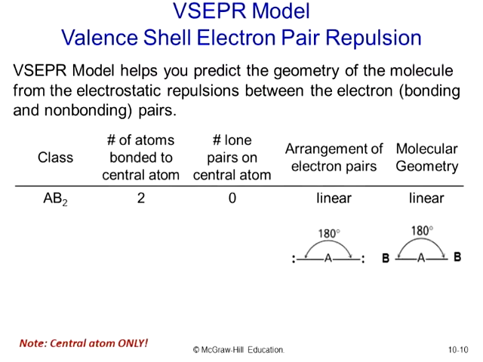When we talk about the VSEPR model, it will be organized repeatedly as shown here on this slide with an occasional modification. It will be organized according to the class, the number of atoms bonded to the central atom, the number of lone pairs, the arrangement of the electron pairs, and the molecular geometry. So this is how we will describe our VSEPR models. The class for this first VSEPR model is called an AB2. The A will represent the central atom. The B2 represents the number of atoms or electron pairs associated with the central atom.